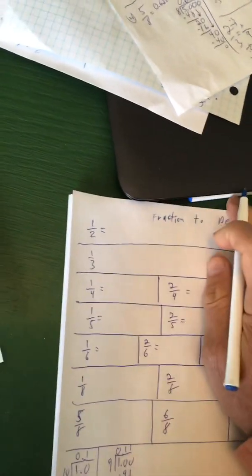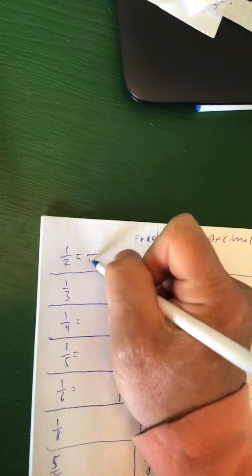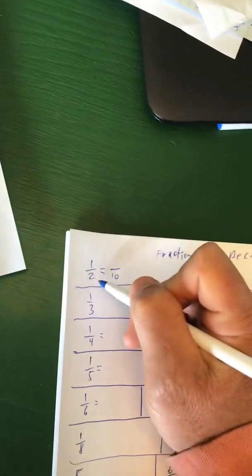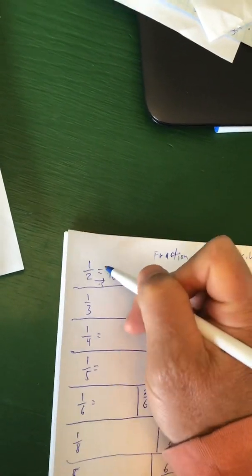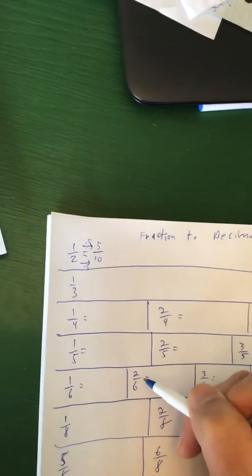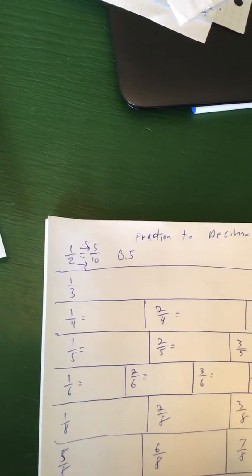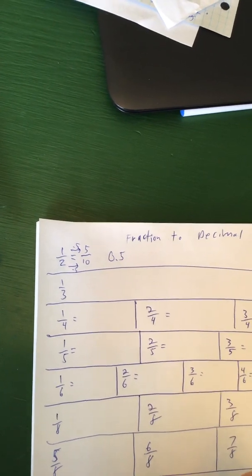Like here, 1/2. Can you get it to ninths or tenths for your denominator? Well, I can't get it to ninths, but I can get it to tenths. Isn't that times 5? So times 5, and so that's 5/10. And so my decimal is going to be 0.5 or 5/10. That's what a half is.